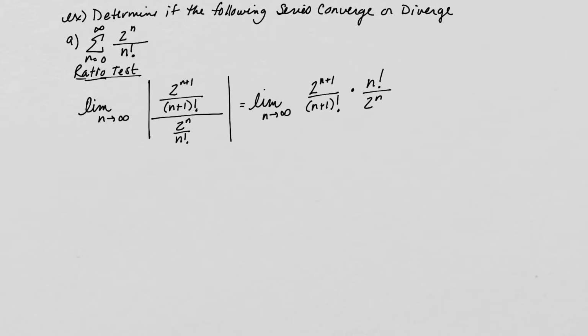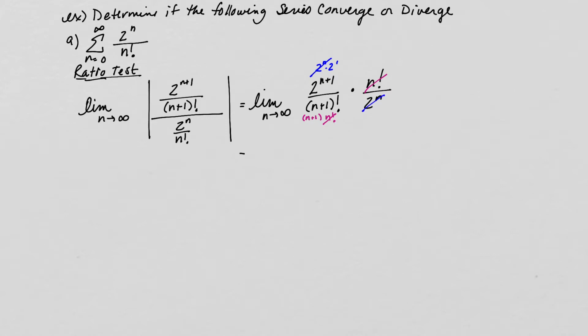So if I look, remember this n plus 1 factorial, we just talked about how this is really n plus 1 times n factorial. So this n factorial cancels with that n factorial. We also have a 2 to the n and a 2 to the n plus 1. So the thing to remember is when you have 2 to the n plus 1, that's really saying you have 2 to the n times 2 to the first. So the 2 to the n parts cancel each other out.